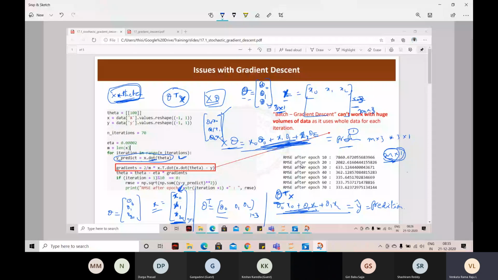I think the screen is clear. The screen is visible now. Yes.